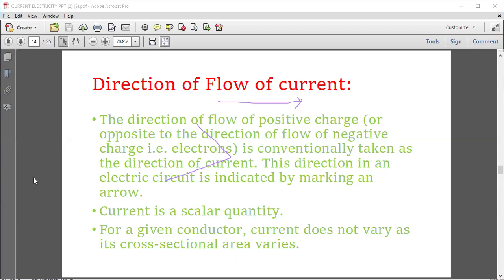You can see here, the direction of flow of positive charge is opposite to that of the electrons. It is conventionally taken as the direction of current. This direction in an electric circuit is indicated by the arrow. Then, current is a scalar quantity. It is not a vector quantity.